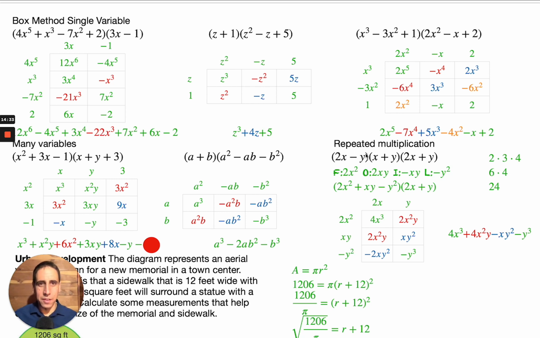So a box method is going to help. If you were going to multiply, you're basically multiplying three different binomials times each other in this problem. And you have to remember, you might say, Bergman, how do I multiply three all at the same time? And really, multiplication doesn't work that way.